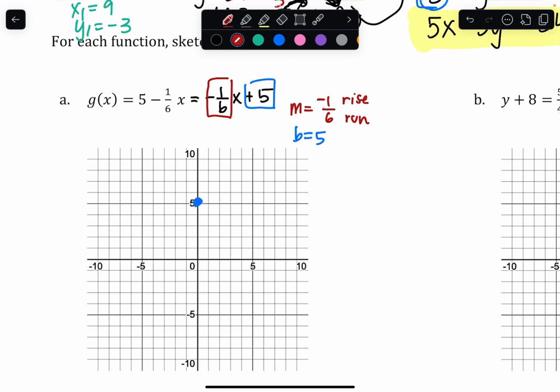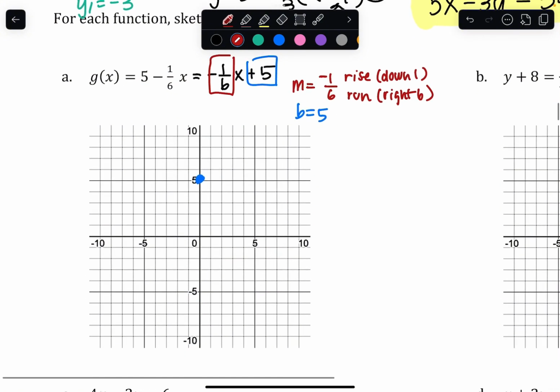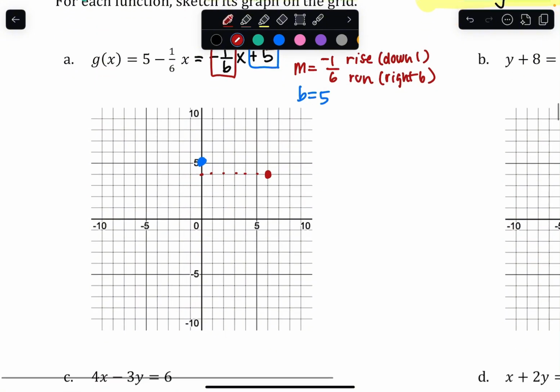So if my rise is negative, that means I'm going down 1. And then my run is positive, so I'm going right 6. Down 1, right 6 to get my other points. So down 1, right 6: 2, 3, 4, 5, 6. There's another point on my line.